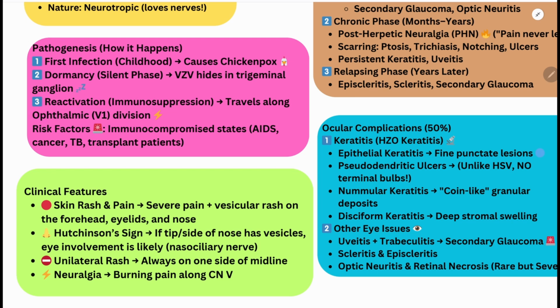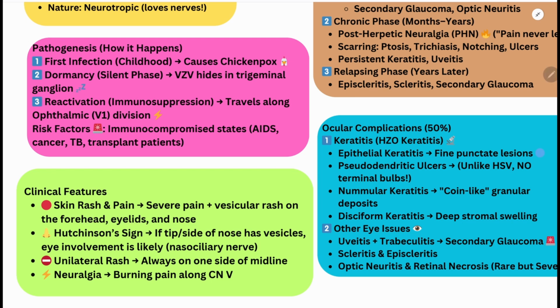Okay, so what are these immunocompromised states? They are AIDS, cancer, tuberculosis, transplant patients, etc. So what are the clinical features that you will see here? So they are skin rash, pain. The pain will become severe, plus you will also see vesicular rash on the forehead, eyelids and nose.